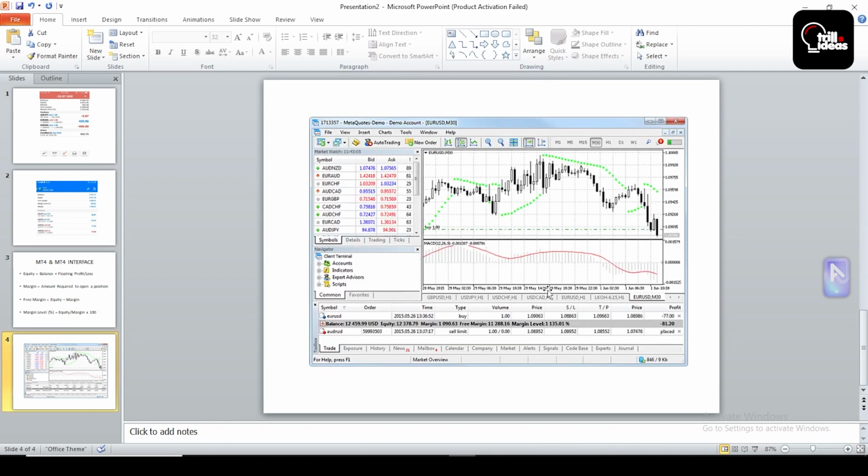This is how the MT4 or MT5 user interface looks on your PC. This is the balance, this is the equity here, this is the margin, this is the free margin, and this is the margin level percentage. You can also use this to calculate and check whether you already understand what I shared in this lesson.